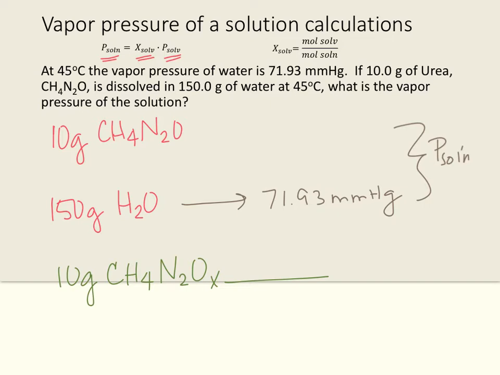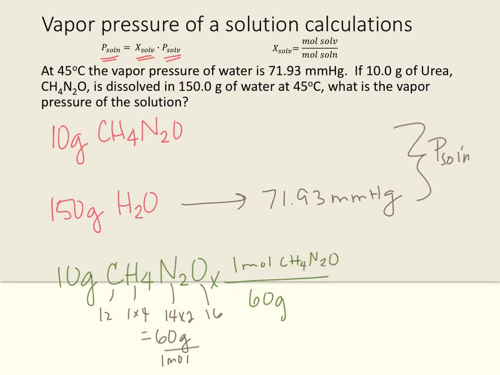and the molar mass of CH4N2O, I'm going to take the mass of carbon, which is 12, the mass of hydrogen is 1 times 4, the mass of nitrogen, 14 times 2, and the mass of oxygen, which is 16, and I'm going to add those all together. And I get that this equals 60 grams for every 1 mole. So there's 60 grams in 1 mole of that. So I'm going to divide by 60 grams, 10 divided by 60, so I get 0.167 moles of urea.